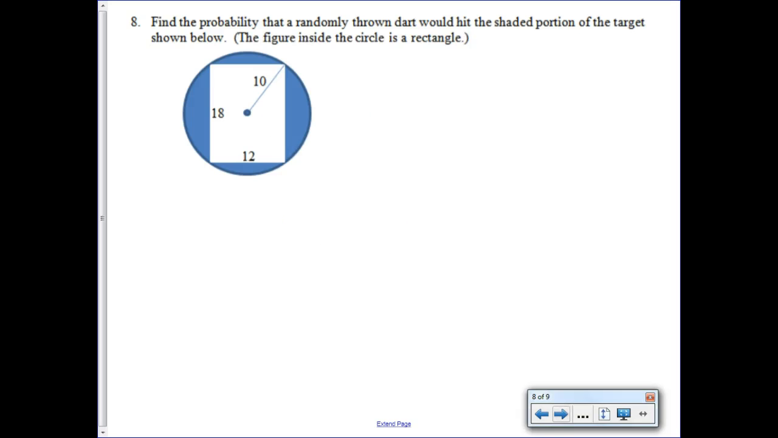Okay, find the probability that a randomly thrown dart would hit the shaded portion of the target shown below. So the figure inside the circle is a rectangle. Okay, so we want to hit the shaded part. We want to hit everything outside the rectangle. So if I'm writing this out, I have area of the circle and I need to take away the area of the rectangle.